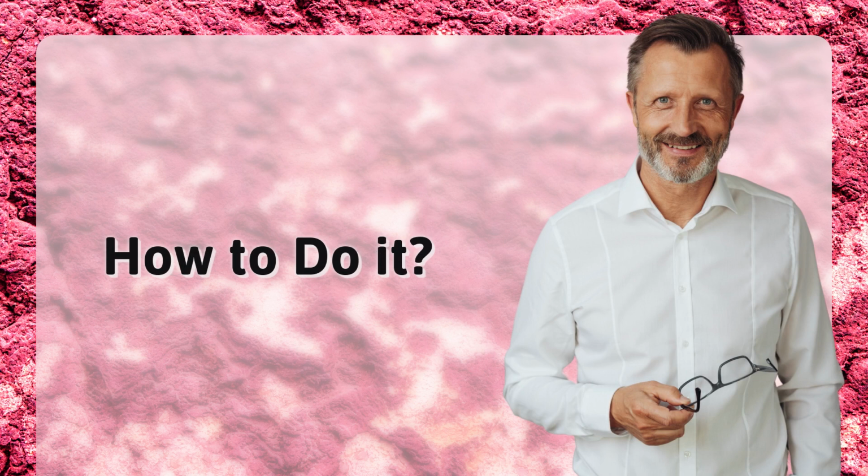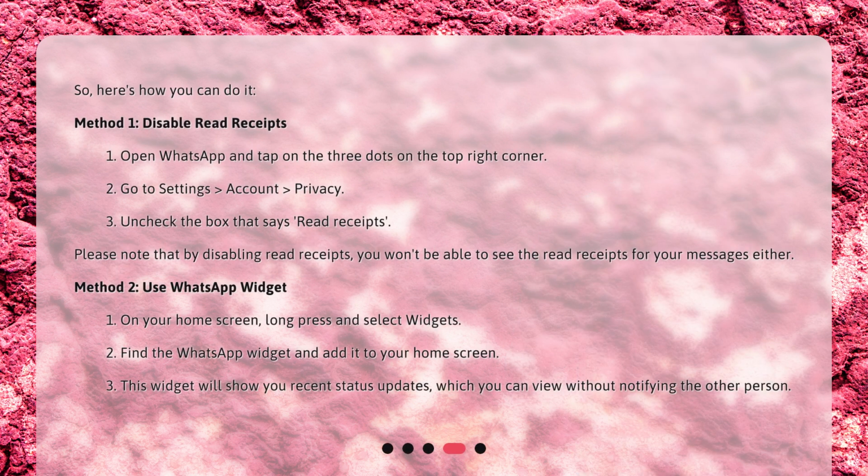How to do it? So, here's how you can do it. Method 1. Disable Read Receipts. 1. Open WhatsApp and tap on the three dots on the top right corner. 2. Go to Settings, Account, Privacy. 3. Uncheck the box that says Read Receipts. Please note that by disabling Read Receipts, you won't be able to see the read receipts for your messages either.